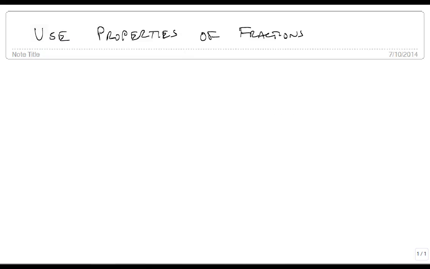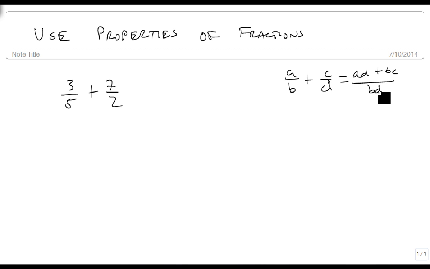We're now going to use the properties of fractions. So let's suppose for a minute that we have 3/5 plus 7/2. Now if you remember, this is similar to our A over B plus C over D rule, which gives me AD plus BC over BD.